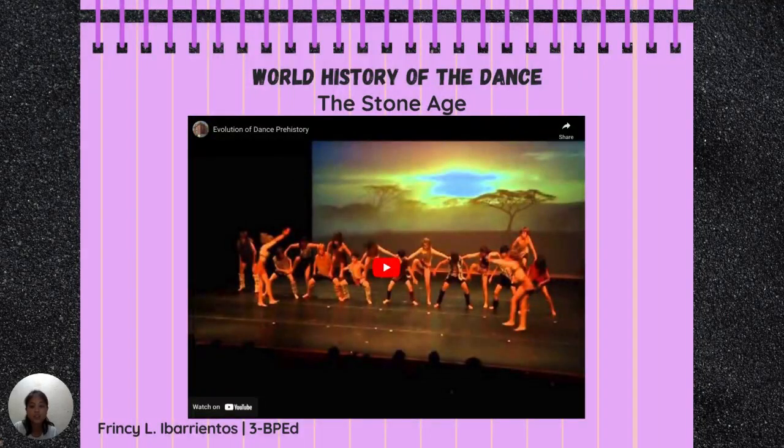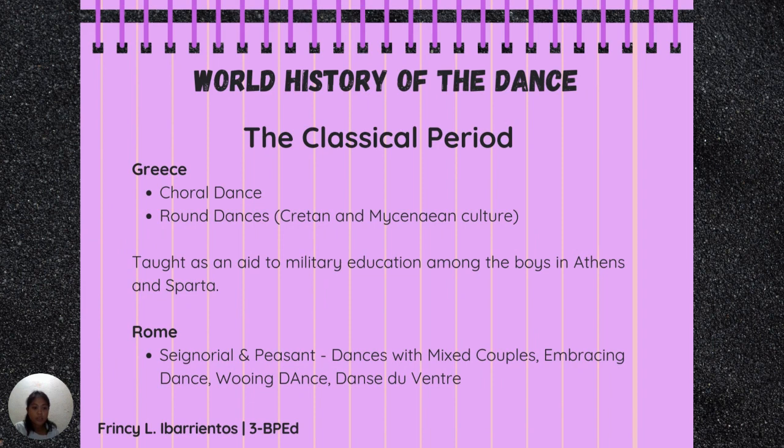All right. So that is the Stone Age. I hope you understand what this period was all about. So let's proceed so that we can maximize the one hour discussion. Let's now proceed to the classical period. We have Greece and Rome.